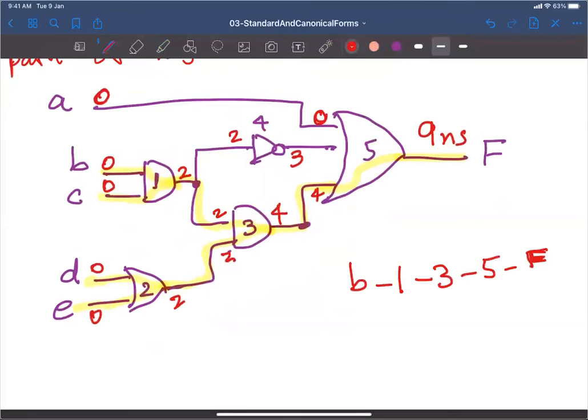Another critical path is C135F. A third critical path is D235F, okay? And the fourth critical path is E235F, okay? All of them have the same longest delay, okay? Sometimes you have more than one critical path, and sometimes you have just one critical path. Any question?